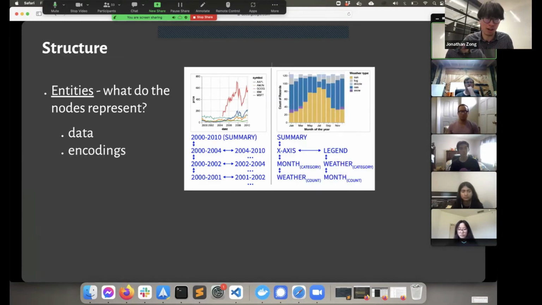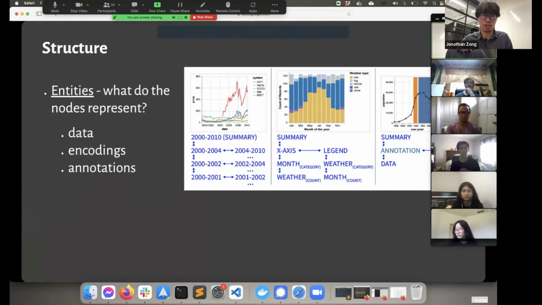You could also have a structure that represents what we call the encodings of the visualization, which is stuff like axes and legends. And that's exactly what we did in the prototype that I showed, right? So you have the summary at the top, the x-axis and legend for this bar chart, and going down into different categories and stuff.